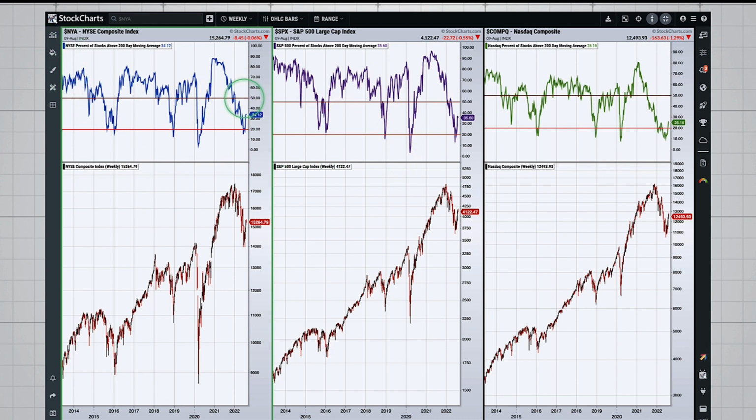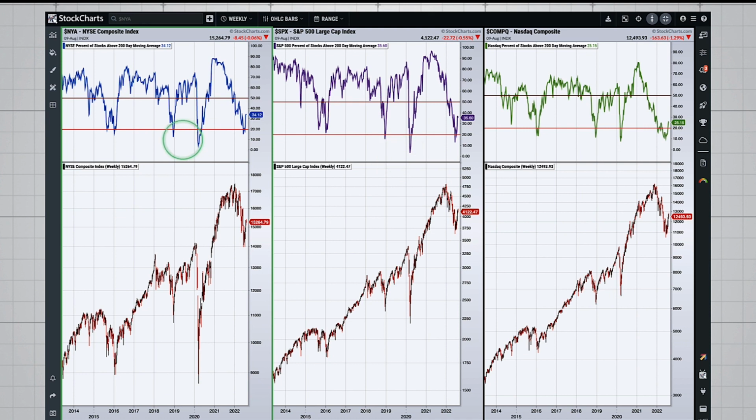There's a line at 50% here, and there's a line at 20%. What we can show here is that breadth has been incredibly weak across all three of these groups, the NYSE, the S&P 500, and the NASDAQ. We have seen incredibly weak breadth, not just slightly weak. We're seeing somewhat historically weak breadth.